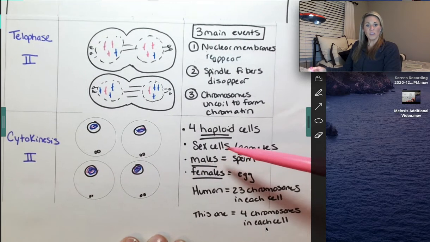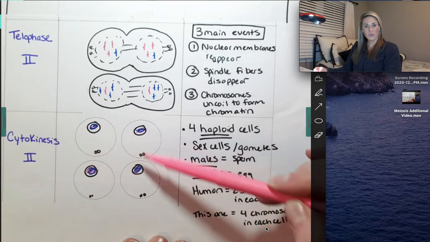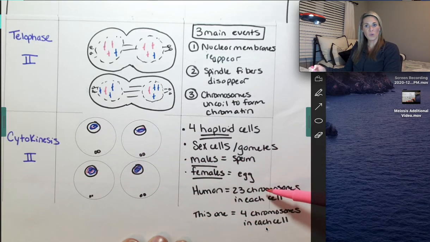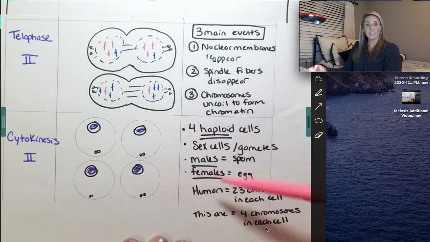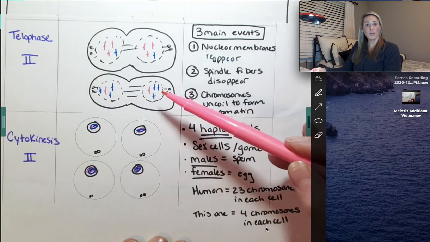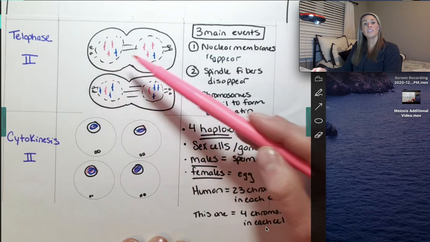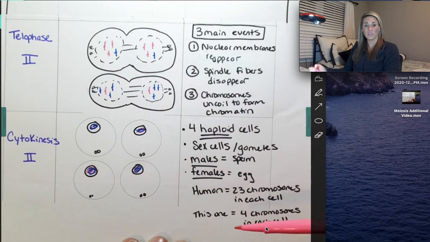So in a human, what do we get inside of here? We would get 23 chromosomes in each of our cells, which is called a haploid cell. Remember, we would start with 46 chromosomes at the very beginning. For this one, we started with 8. So technically, we have 4 unduplicated chromosomes in each one of our final cells here, so in our sperm or egg at the very end.